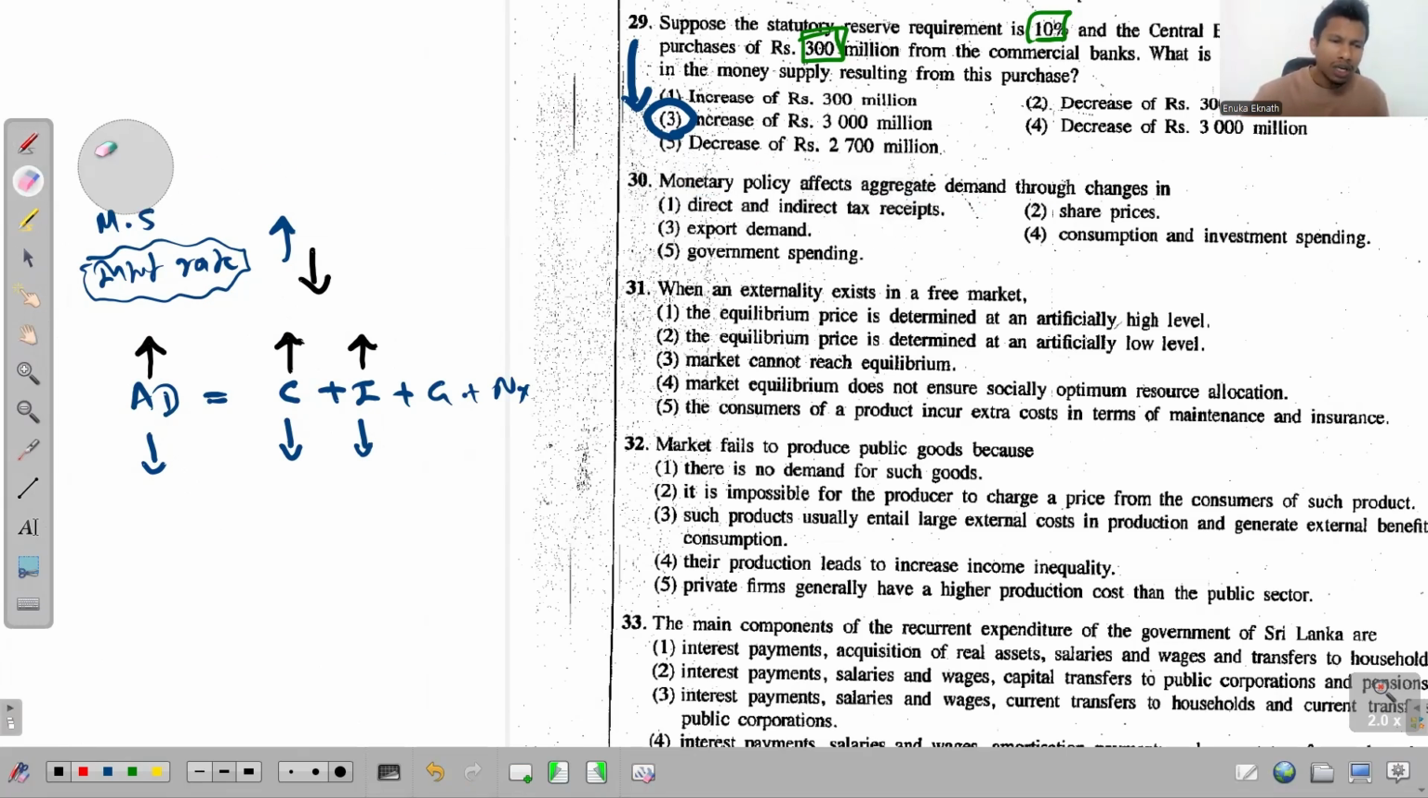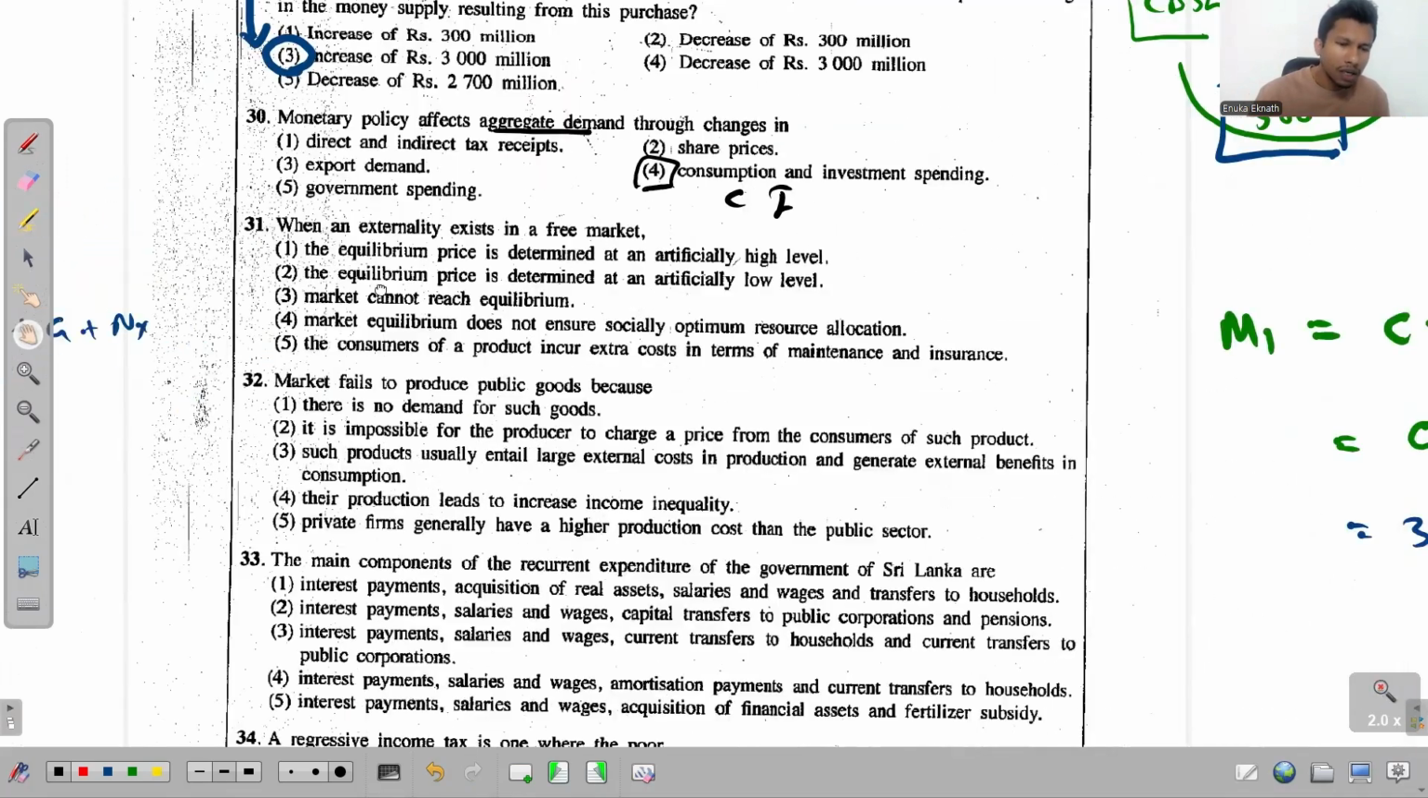Look, monetary policy affects aggregate demand through the changes in these two. See, when monetary policy changes the interest rate, that directly influences C and I, and then it influences aggregate demand. So what is it asking? Through the changes in, the answer is very simple. Consumption and investment spending, or simply C and I. Right. Look at this question 31 now.